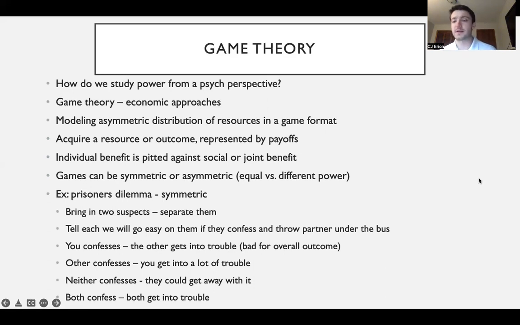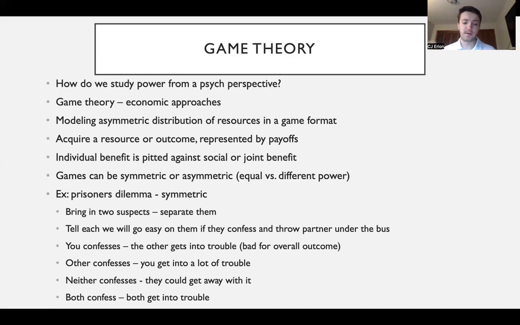A very well-known example of this, and one that is used in psychology research, is the prisoner's dilemma. This is an example of a symmetric power game here. And what happens in the prisoner's dilemma is, well, the base of the game at least is on real life scenarios where, let's say, the police bring in two suspects and they're separated. And each suspect is separately told, okay, if you confess to this and throw your partner under the bus, we'll go easy on you and you'll get less of a punishment.